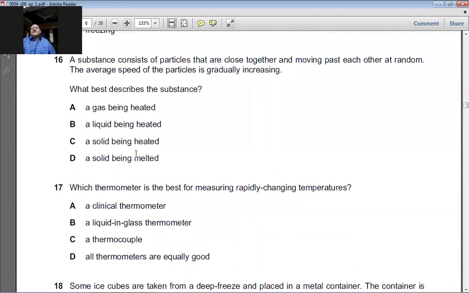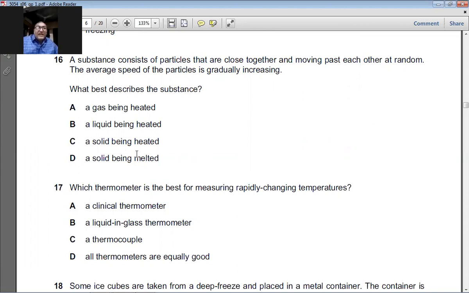A substance consists of particles that are close together and move past each other at random. The average speed of the particles is gradually increasing. So if the average speed is increasing, it means that the kinetic energy is gradually increasing. So what best describes the substance? A gas being heated? The particles are close together and moving past each other, so it's a solid basically.